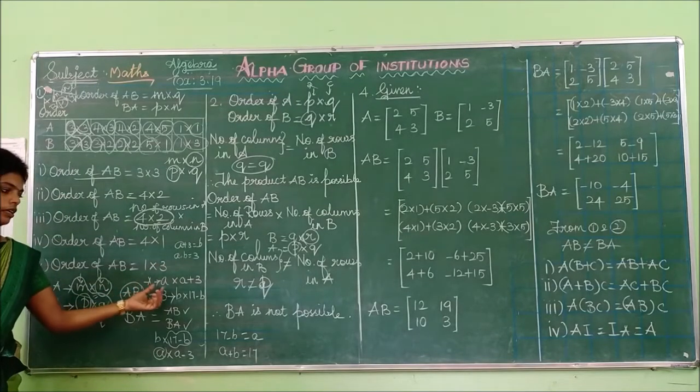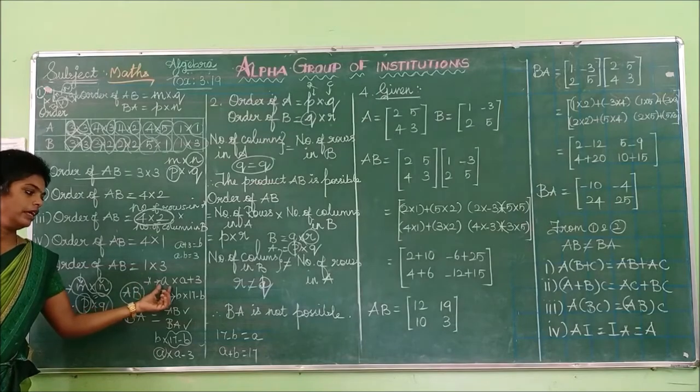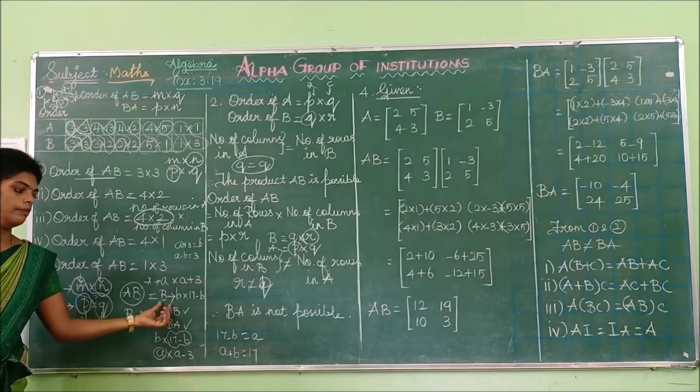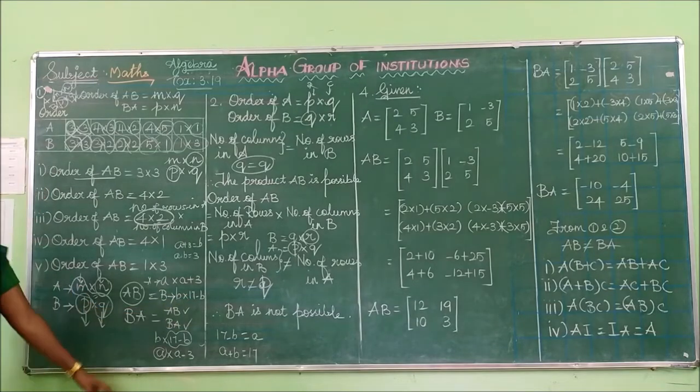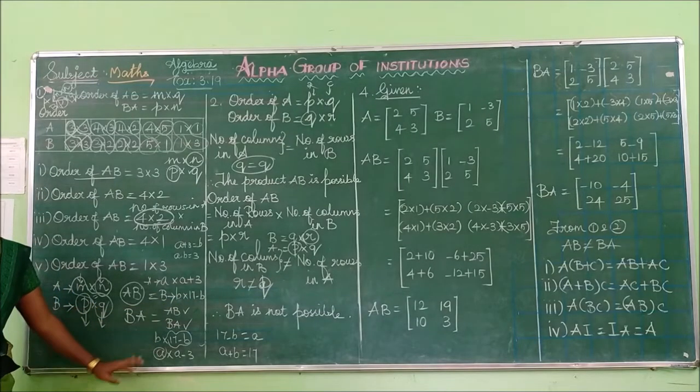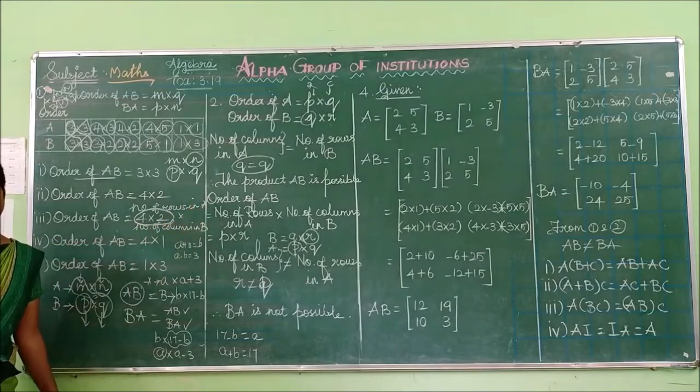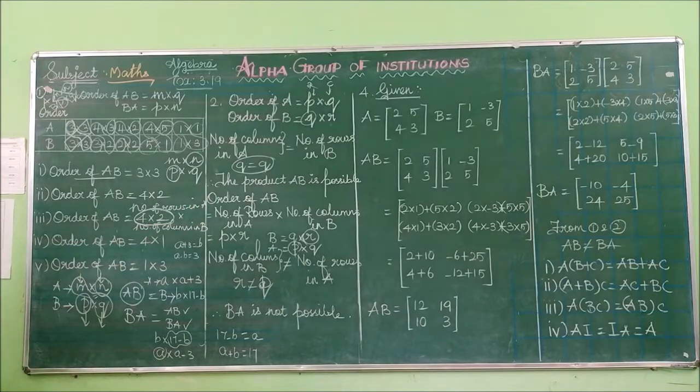So listen here, the given A matrix contains a rows and a plus 3 columns, B matrix contains b rows and 17 minus b columns. AB and BA is possible, means you can apply this condition and find the value for each. Then move on to the fourth problem.